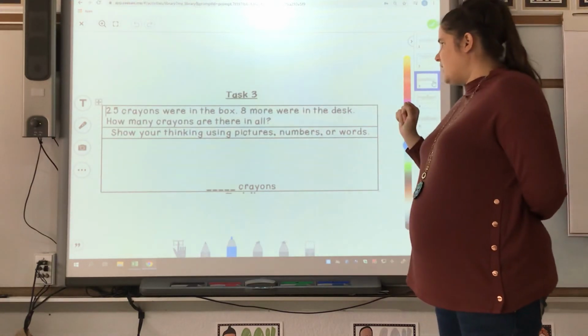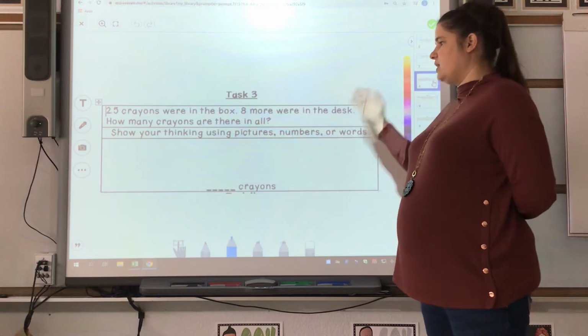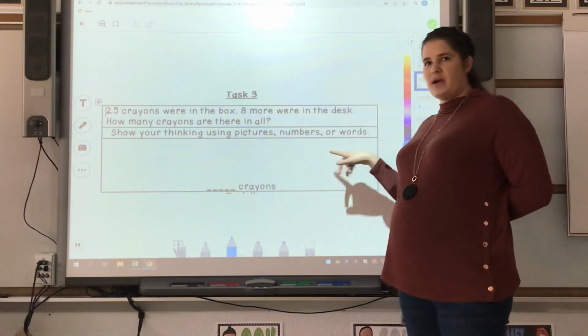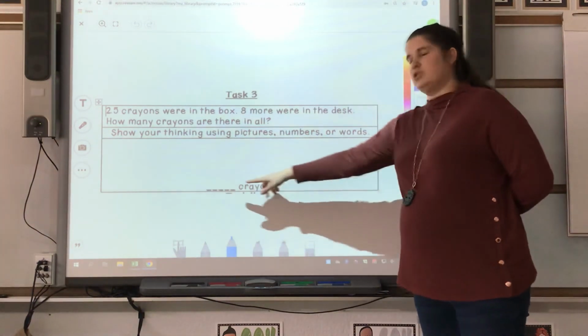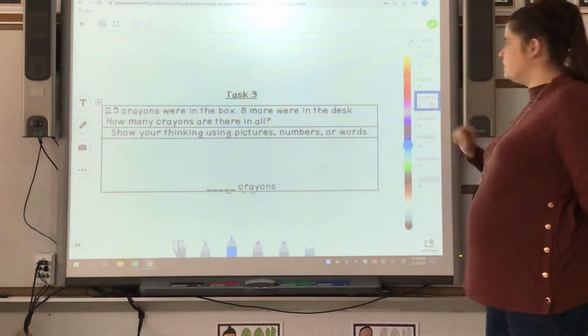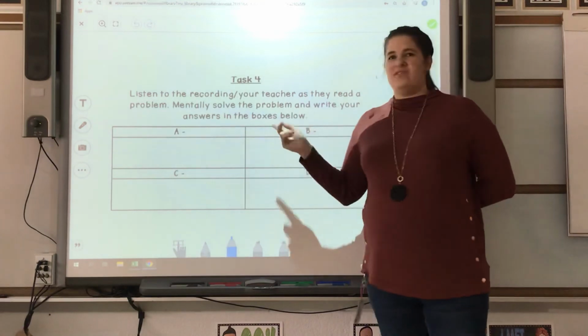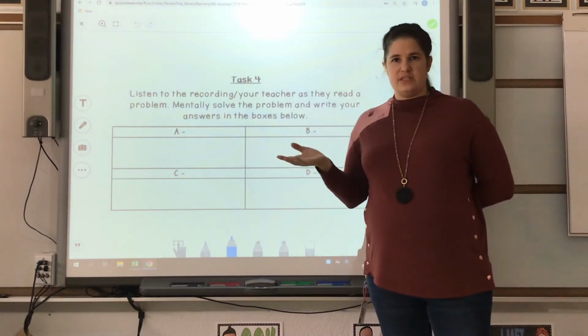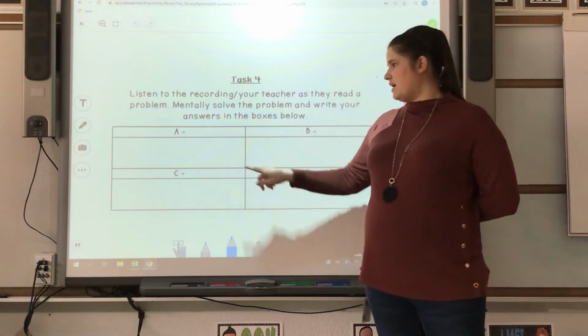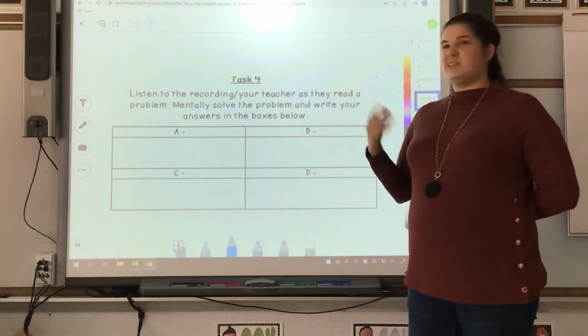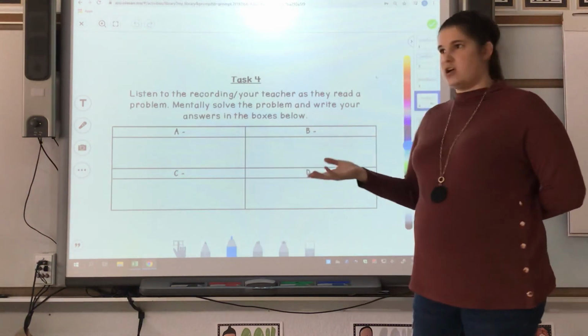25 crayons were in a box, 8 more were in the desk. How many are there in all? Show your work and give your answer. Don't just write an answer on that line. Listen to the recording. So for this one, you have to listen to the recording. I'm going to read some problems for you. You need to write the answers in the box. This is the only one that you don't have to show work for.